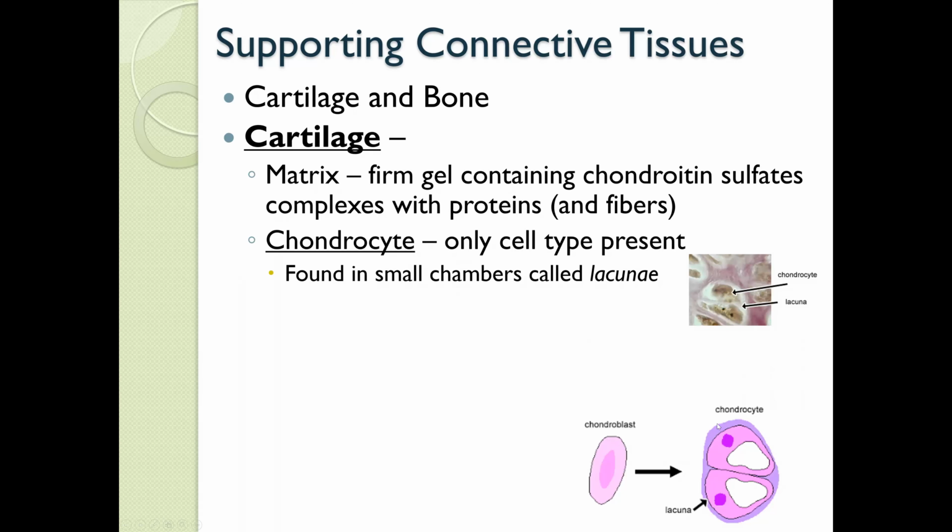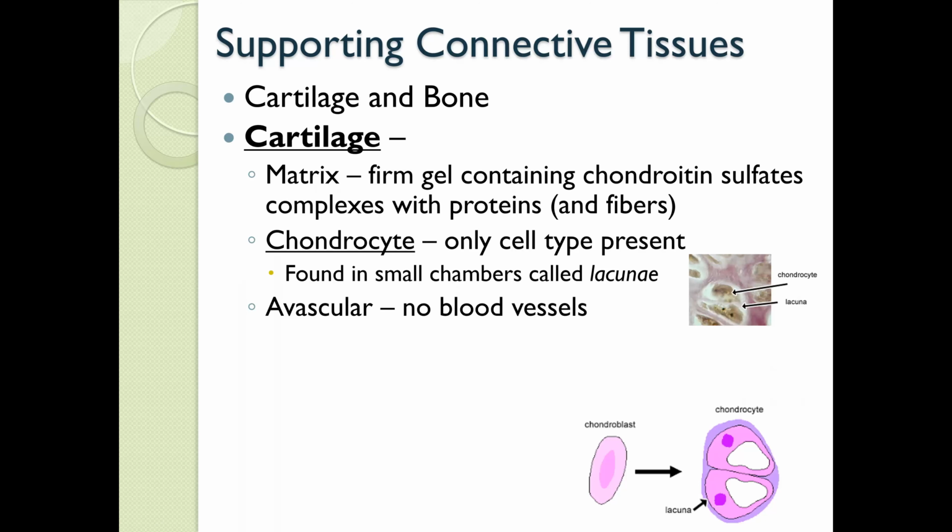So here is an actual image from some cartilage tissue, and you can see the chondrocytes in brown, and then the white space around them are those lacunae that they are sitting in. That is a characteristic feature when you're looking at histology slides, to know you are looking at cartilage is to see the lacuna.